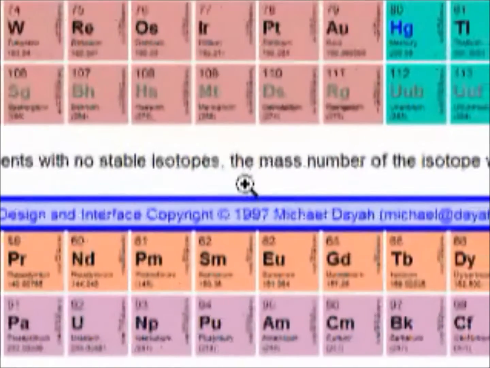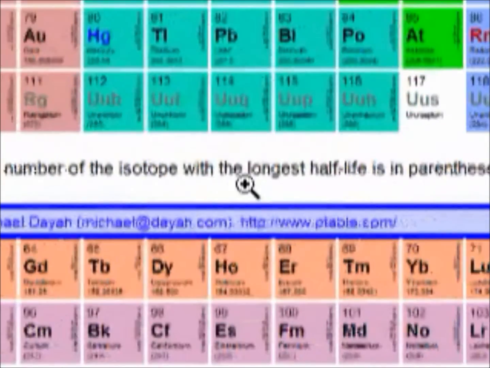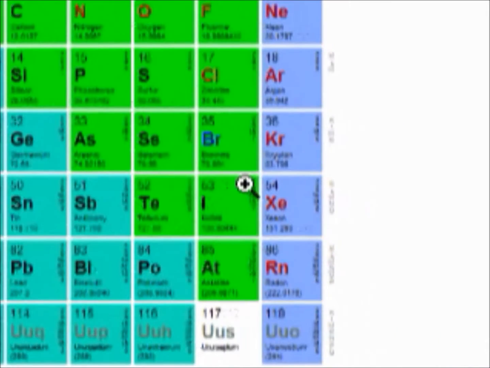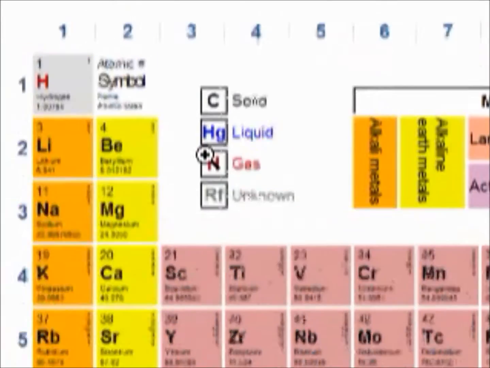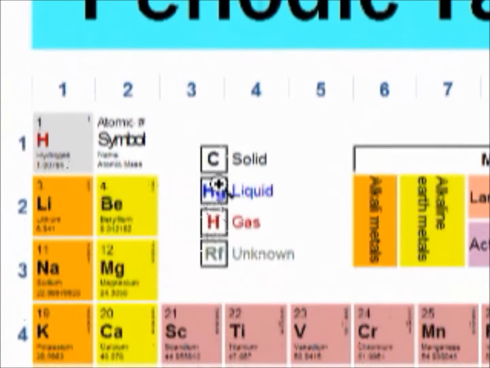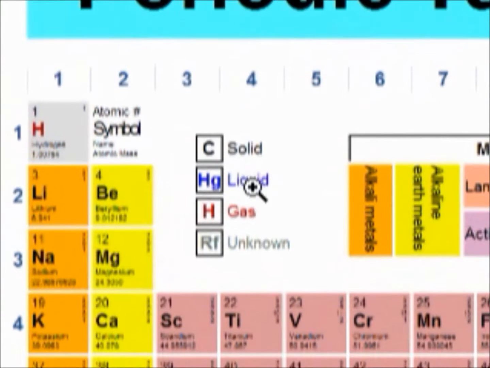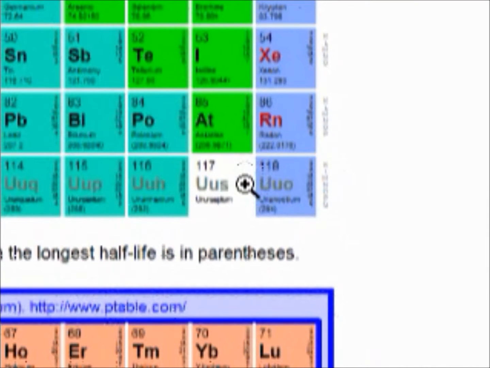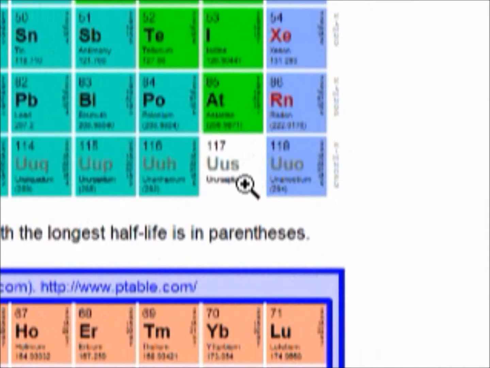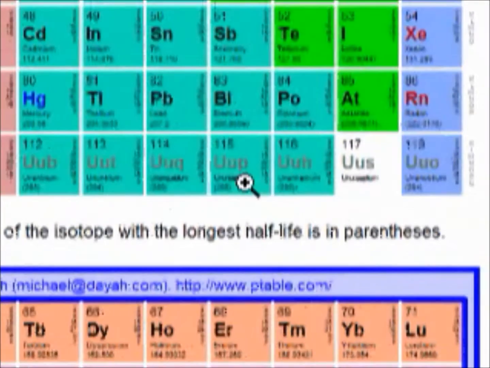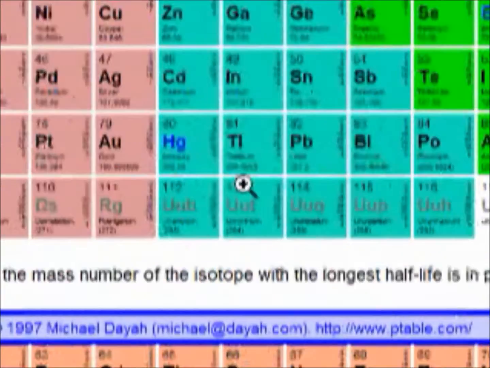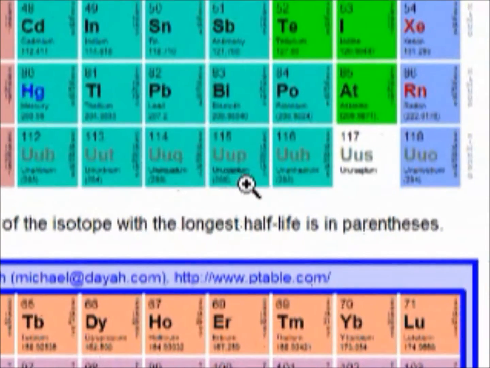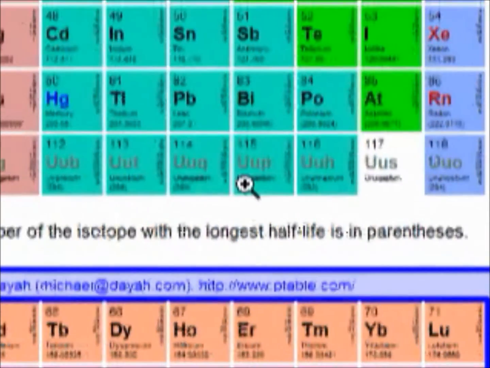For elements with no stable isotopes, the mass number of the isotope with the longest half-life is in parentheses. Here's a look at solid, liquid, gas, and unknown. Like I was saying, that's unknown. I don't know why these weren't unknown, because I know they're unknown. Oh wait. Okay, yeah.